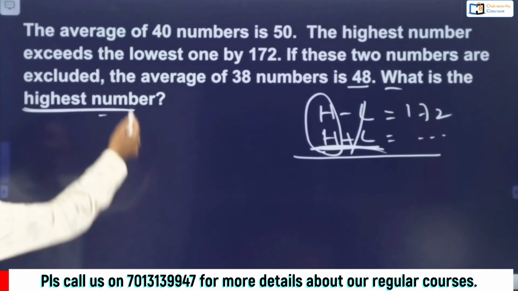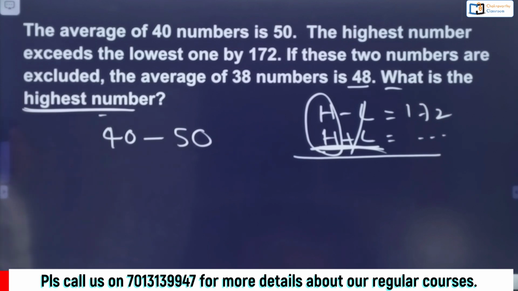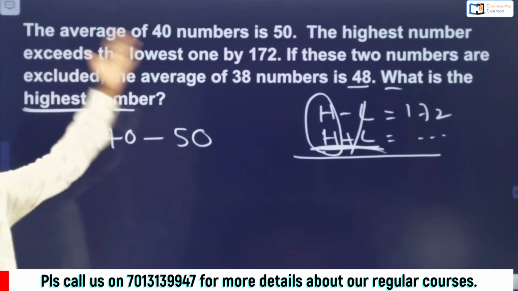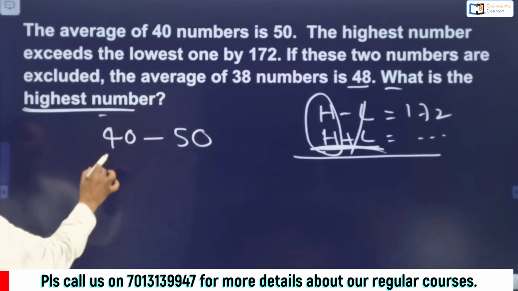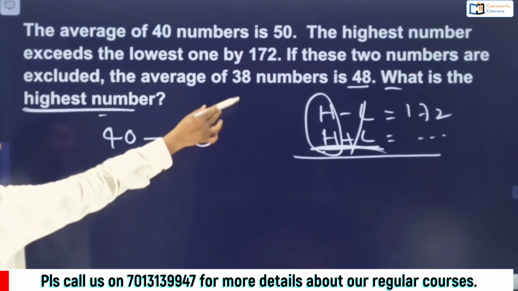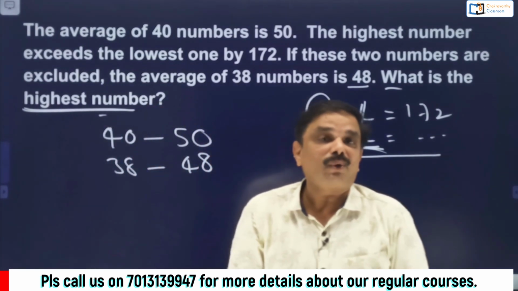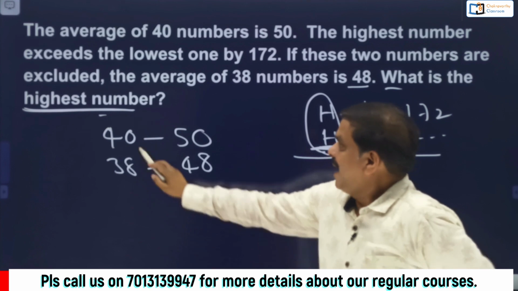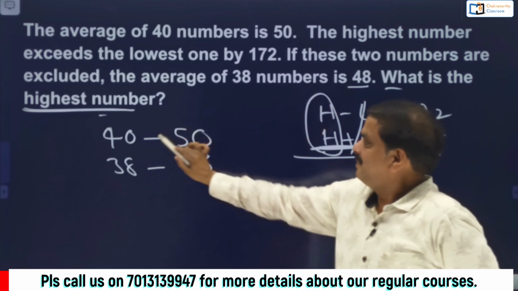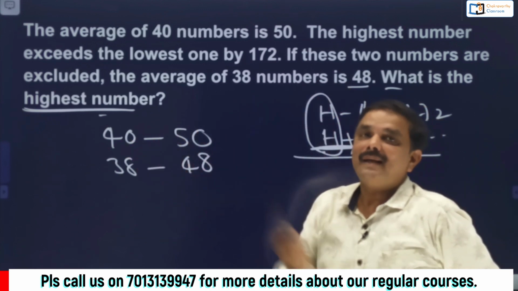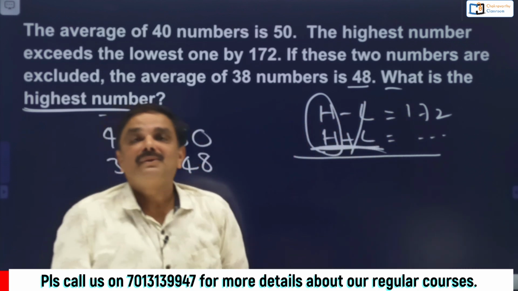Easily you can, because here they have given that the average of 40 numbers is 50. Then if you exclude the two numbers, the highest and lowest, the average of the remaining 38 numbers is 48. Enough. This data is enough for us. I have given you a shortcut in the regular course. When they give the average of some numbers, and then 1 or 2 or 3 or 4, however many, numbers are removed from the given numbers, and the average becomes something else, then finding the sum of those numbers is a cakewalk.